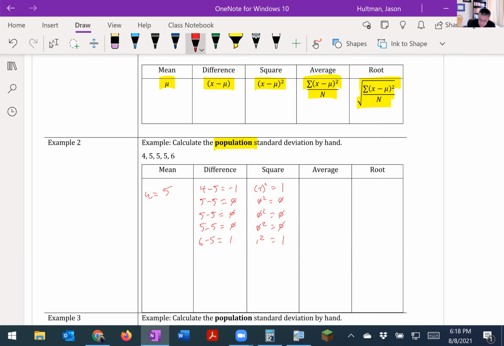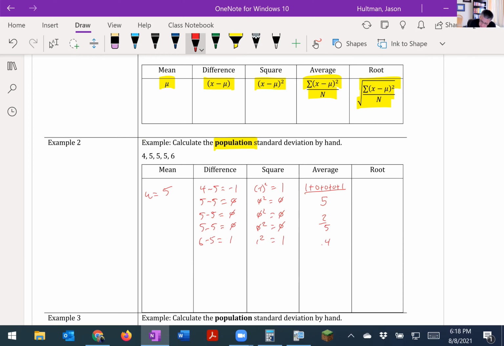I'm going to add all these values up. I'm going to go 1 plus 0 plus 0 plus 0 plus 1 all over n, which is the number of items here. And the number of items is 5. We get 5. So this is going to become 2 over 5. Okay, so 2 over 5 or 0.4, if you were to divide that.